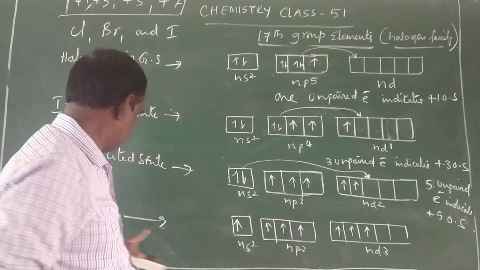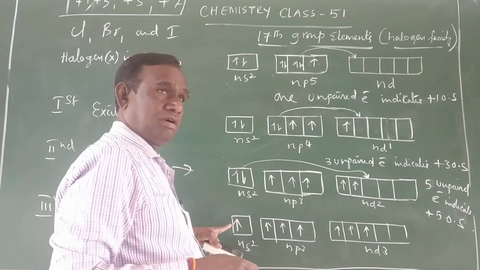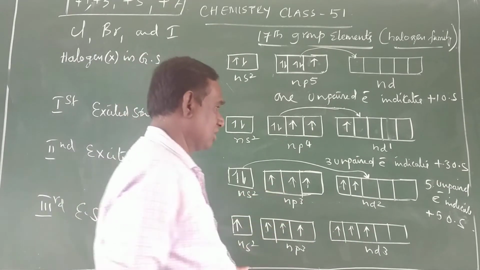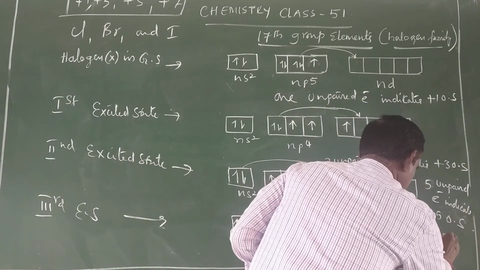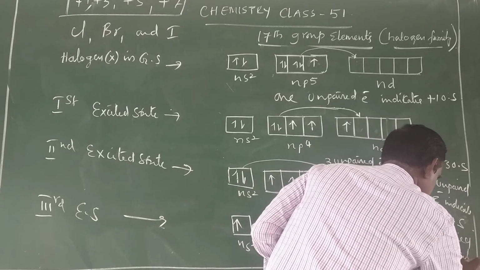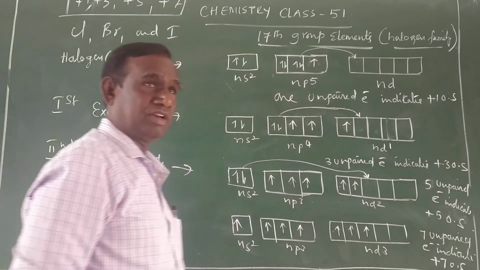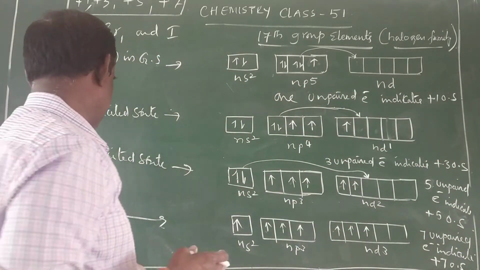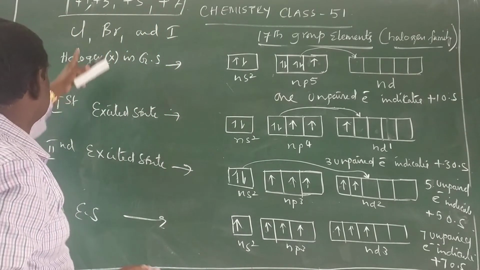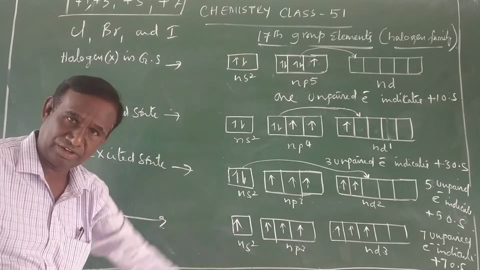Now in this third excited state, actually what happens? All the electrons are singly occupied, that is unpaired. 1, 2, 3, 4, 5, 6, 7. How many electrons are there? 7. So therefore 7 unpaired electrons indicates plus 7 oxidation state. Okay, so this is how you can explain the oxidation states of Cl, Br, I. It shows plus 1, plus 3, plus 5, plus 7 in different excited states.